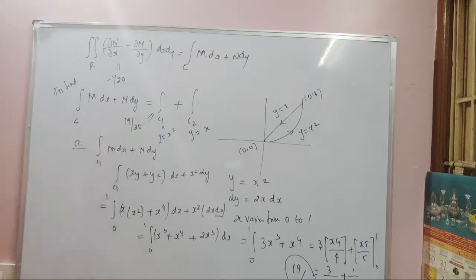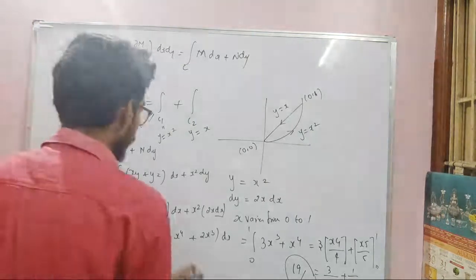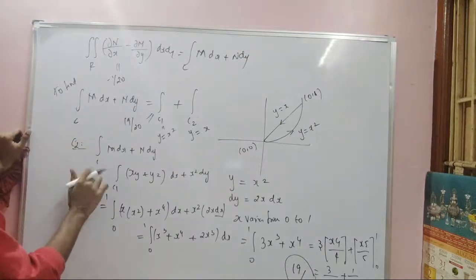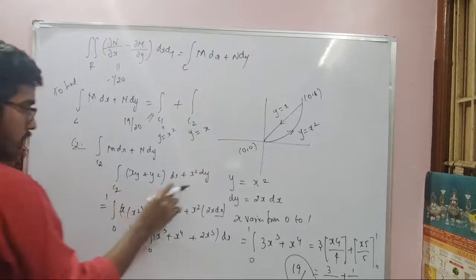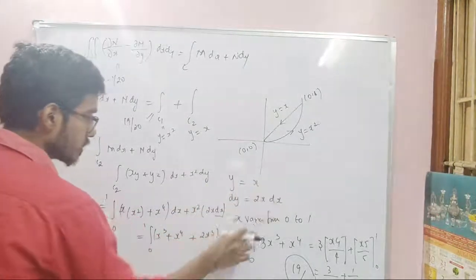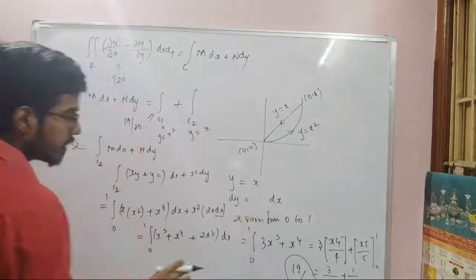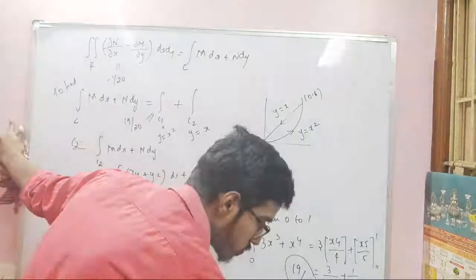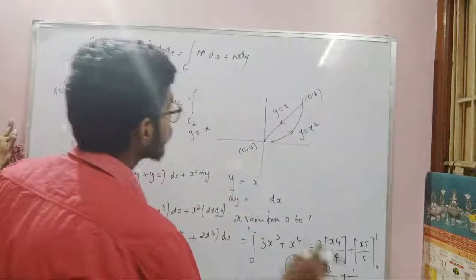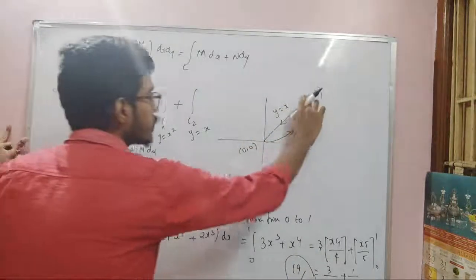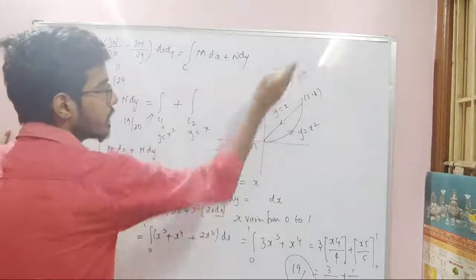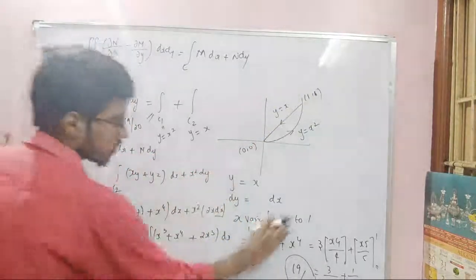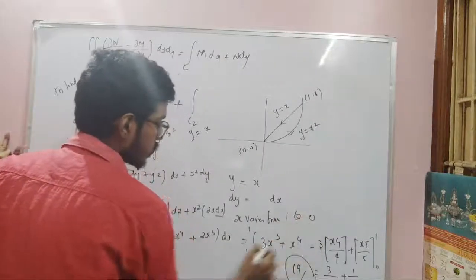Now we need to find C2. So C2 is y is equal to x. For C2, y is equal to x, therefore dy will be dx. Sorry, x varies from 1 to 0, right. For y is equal to x square we are moving like this, so 0 to 1, and for y is equal to x, x varies from 1 to 0.